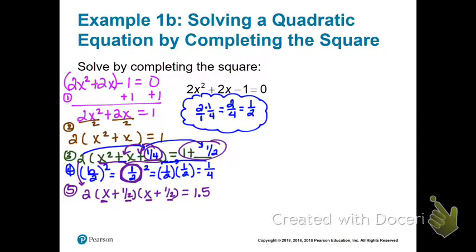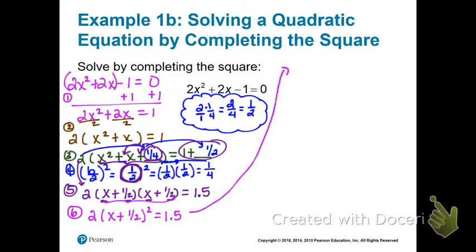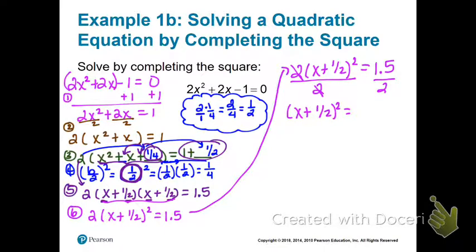And then finally, step 6 says to rewrite and solve. So we're going to have 2 times (x plus 1/2 times itself, which is just (x plus 1/2) squared), and then equals the 1.5. So I'm going to rewrite that up here again. And now let's start solving. So let's divide by the 2 so we can get the squared part by itself. So (x plus 1/2) squared equals 0.75.